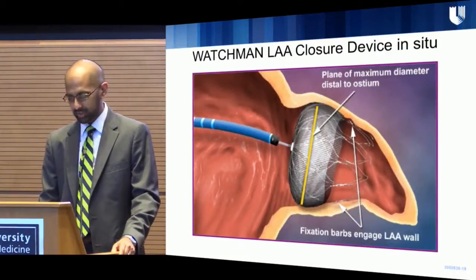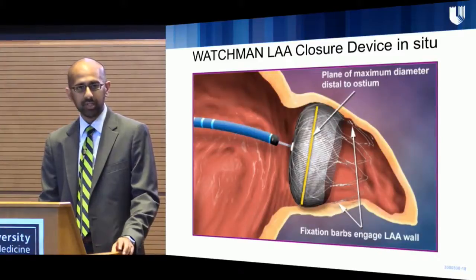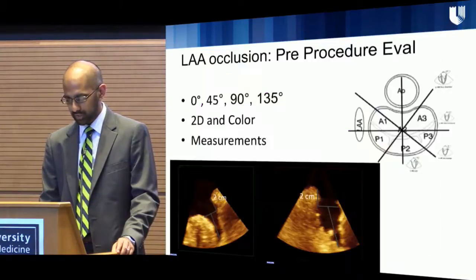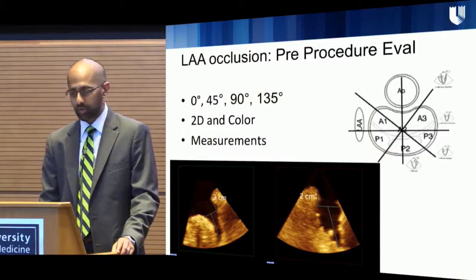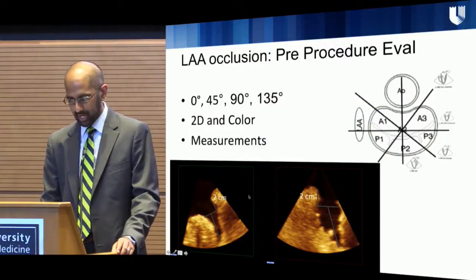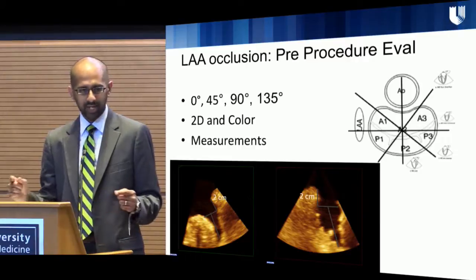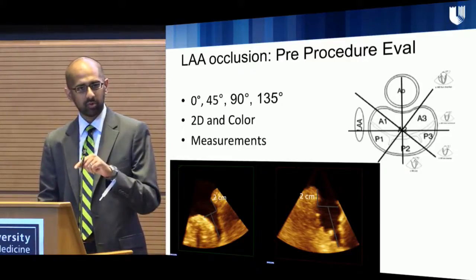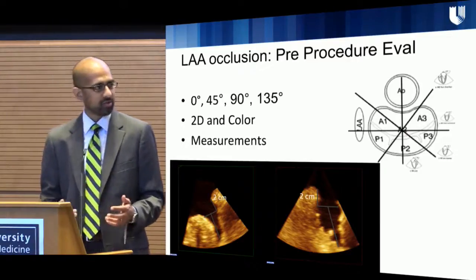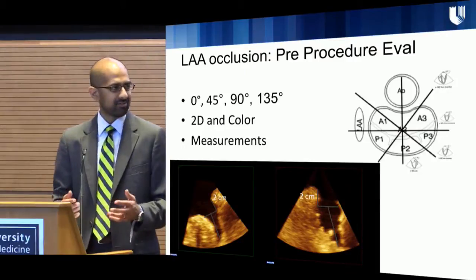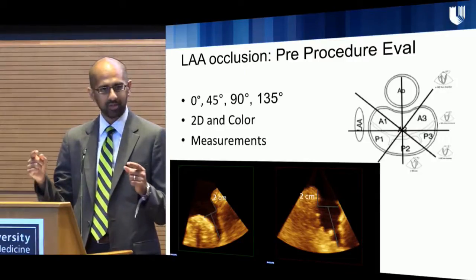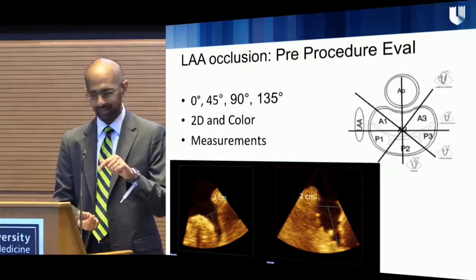And again, just to touch on where 3D TEE may be useful in terms of Watchman cases, for those of you who aren't familiar, typically what needs to happen, this device is a square. It's about the same diameter as it is in depth or length. And so your left atrial appendage needs to fit this device. The os needs to be about as wide as the entire thing is deep.